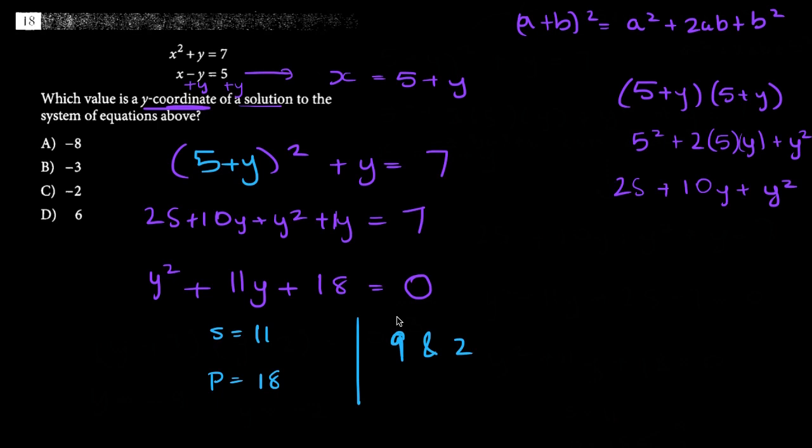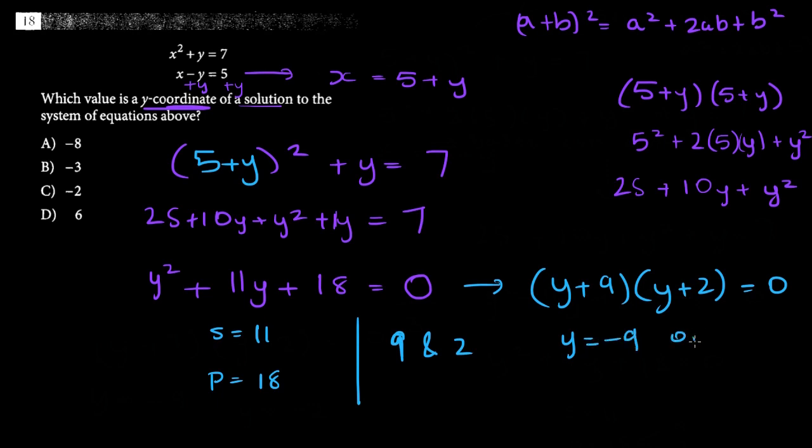The sum will be the second term's coefficient, and the product will be the constant term. 9 and 2, and so we can rewrite this equation as y plus 9 into y plus 2 equals 0. And so we can solve for y. y is either going to be minus 9 or y is equal to minus 2.